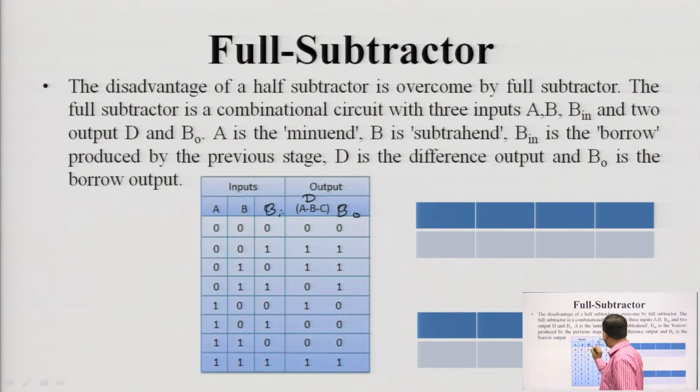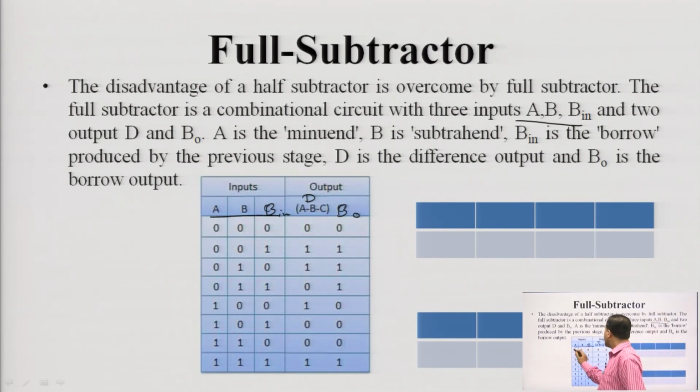Here I am drawing, these are the 3 inputs A, B and B in, and these are the outputs D and B naught, correct, there will be two outputs D and B naught. A is the minuend, B is the subtrahend and B in is the borrow produced by the previous stage. D is the difference output and B naught is the borrow output. So, let us check the truth table first and then we will do the K map.